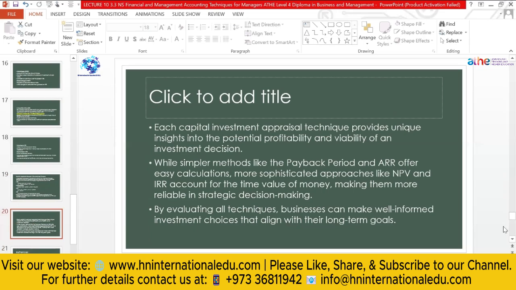Each capital investment appraisal technique provides unique insights into the potential profitability and viability of an investment decision, because every method is unique from one another. NPV is considered the best one and is compulsory. Apart from that, ARR and payback are very easy. Internal rate of return is also nice, but you need software calculations, which make things a bit tricky. While simpler methods like payback and ARR offer easy calculations, more sophisticated approaches like NPV and IRR account for the time value of money, making them more reliable in strategic decision making.